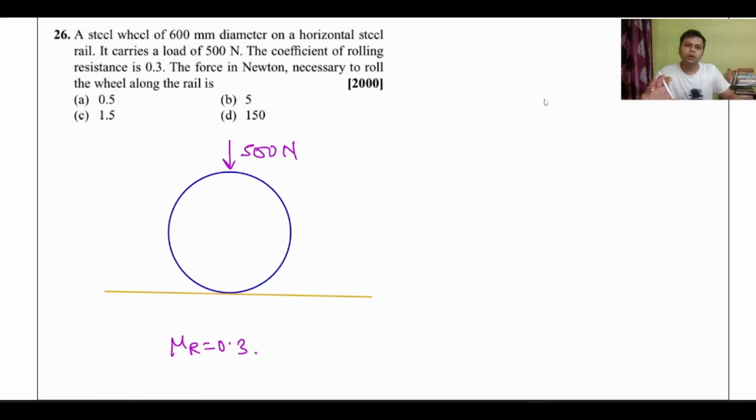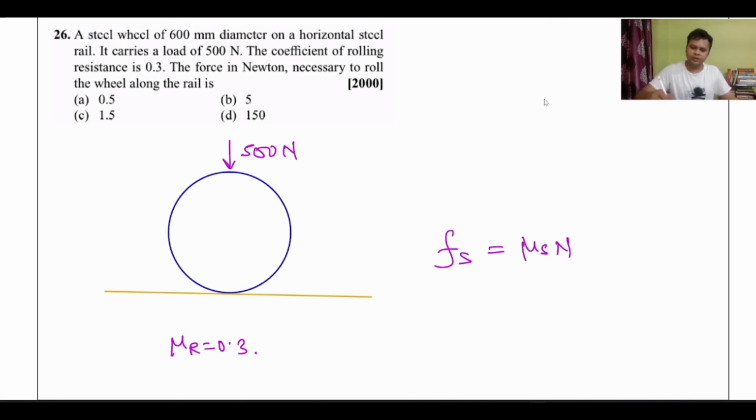Since it is at static condition, initially the force that will be required will be the force necessary to overcome the static friction, right? So what is the static friction? Static friction is equal to mu s into N.